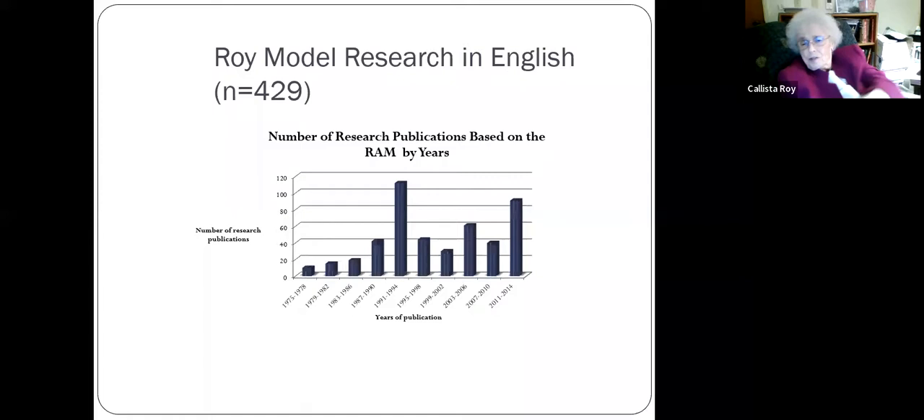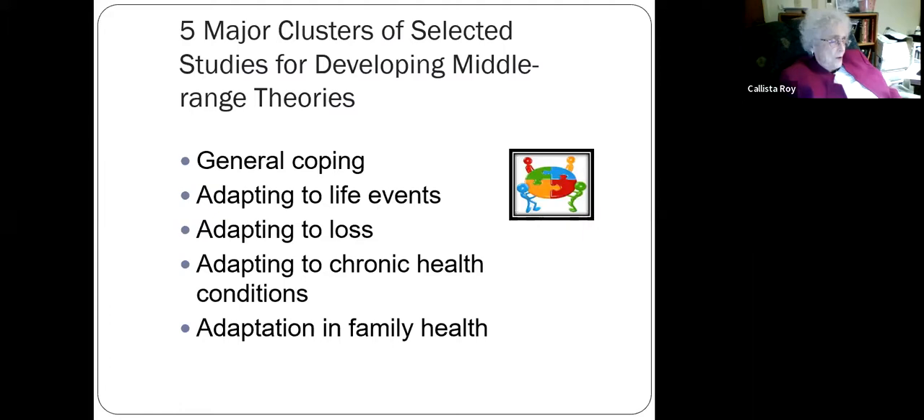And then we were able to cluster the studies and develop middle range theories. And this came from the second series and the second publication. And we have studies then that lead to a general middle range theory of coping, then one of adapting to life events, one of adapting to loss, adapting to chronic health conditions, and adaptation in family health.